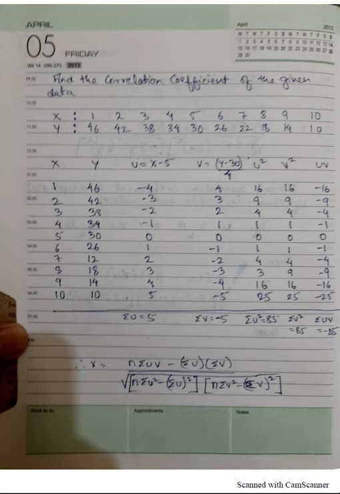So here is a question, rather an example. Find the correlation coefficient of the given data. Here we have two variables x and y. X is given as 1, 2, 3, 4, 5, 6, 7, 8, 9 and 10, and y is given as 46, 42, 38, 34, 30, 26, 22, 18, 14 and 10.